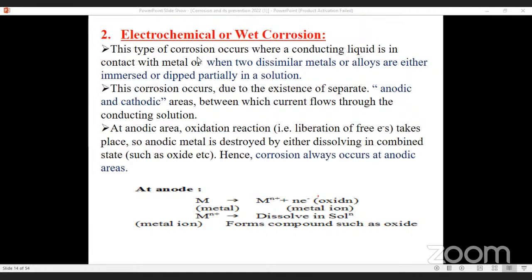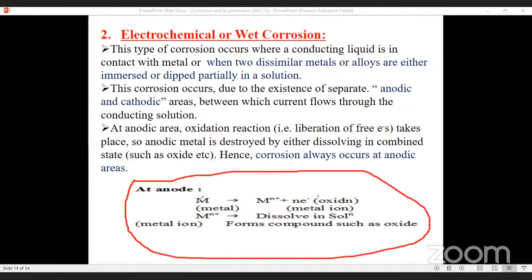Where the oxidation process takes place, that becomes the corrosion process. This is at the anode. At the anode, the oxidation process takes place, so the metal is involved in oxidation. The metal gives rise to M^n+ plus n electrons. The metal loses electrons and is converted to the metal ion. This is the corrosion process. Further, this metal ion will be dissolved in solution, which leads to metal oxide formation.